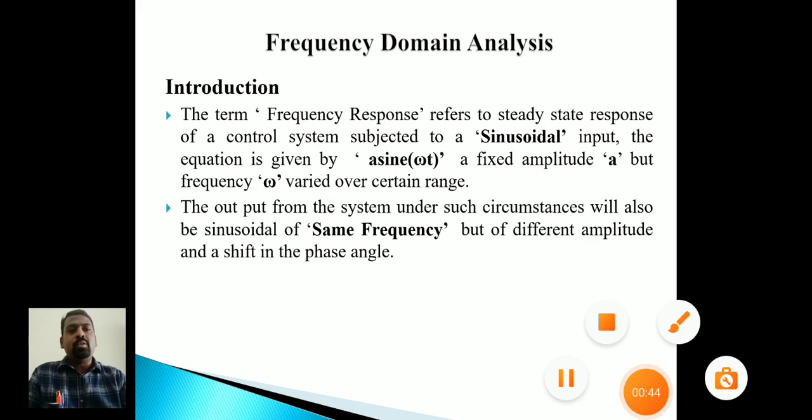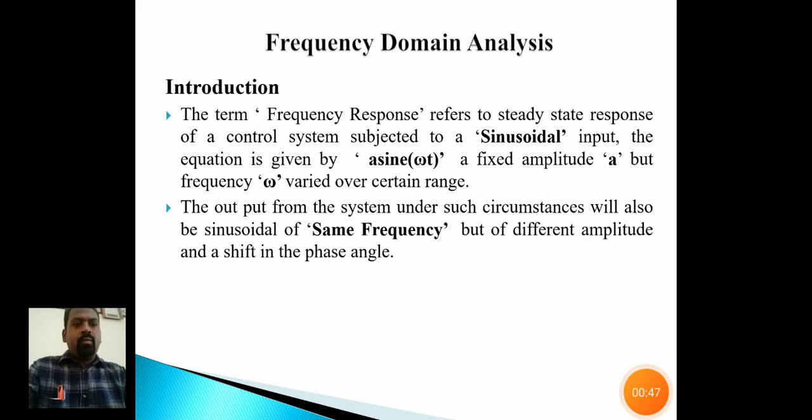Here in case of frequency domain analysis, the term frequency domain analysis refers to the steady state response of a control system subjected to a sinusoidal input. So here the equation for sinusoidal input is A sin omega t. Here A is a fixed amplitude, but omega is the frequency which can be varied over a certain range, and t is the time period.